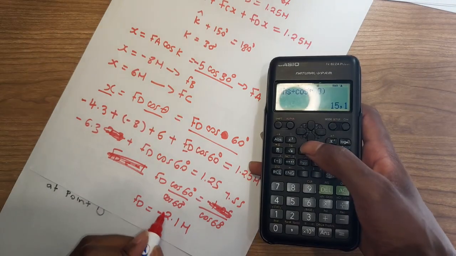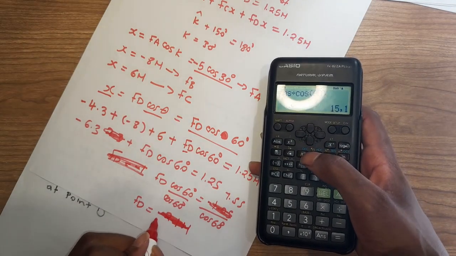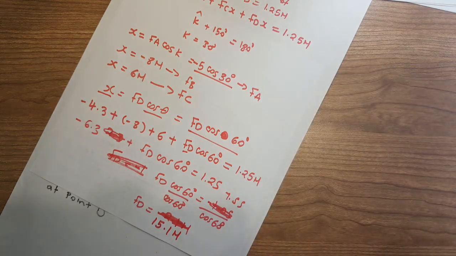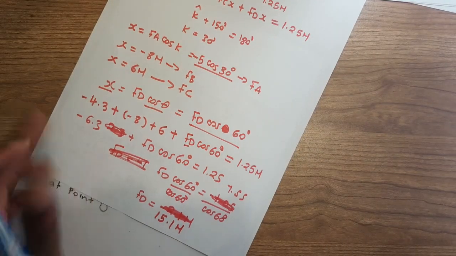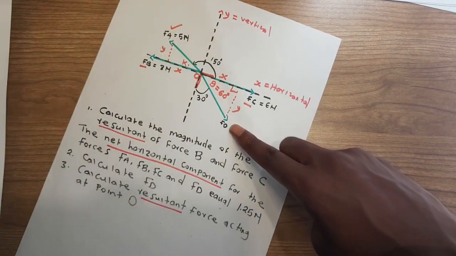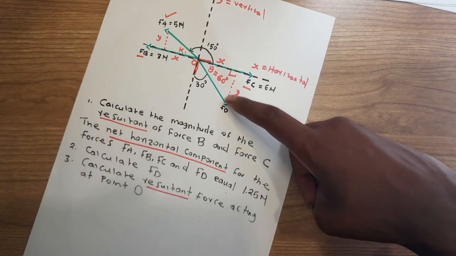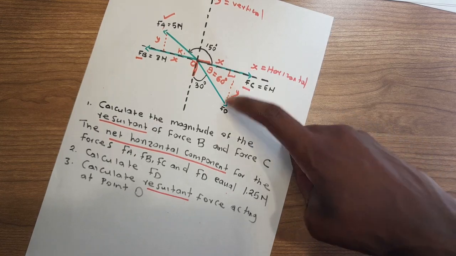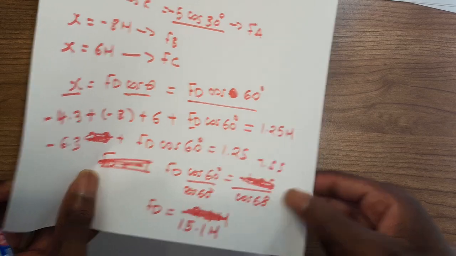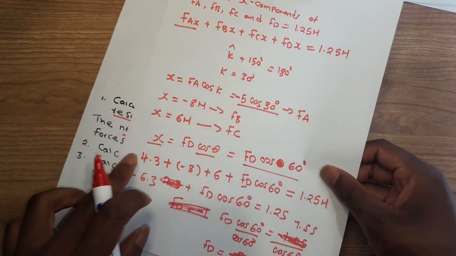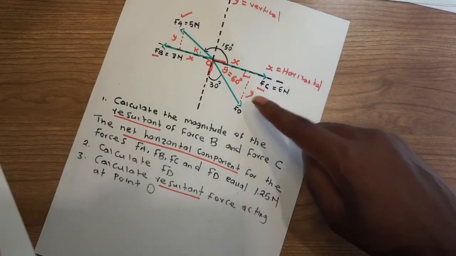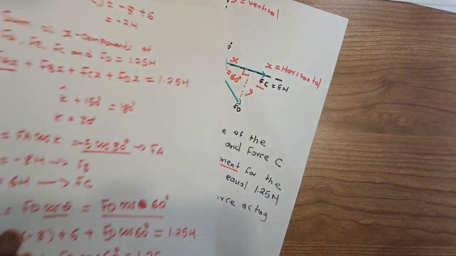I get a value of FD that is equal to 15.1 newtons. How did I see that I made a mistake? Because the answer that I got for FD was negative, and I was like, wait, this is not on the negative side because the x component is positive, right? The x component is positive, so there's no way I'm going to get a negative answer. So because I realized I did not put a negative in here, now I get a positive answer, which makes sense because this is also on the positive side.